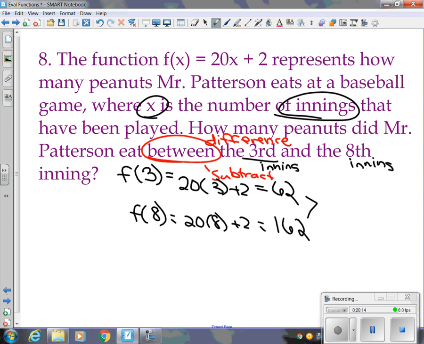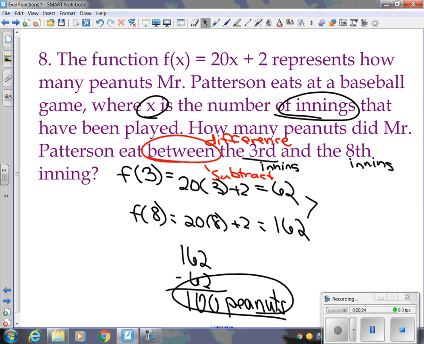All right. So how many did he eat? 100 peanuts.